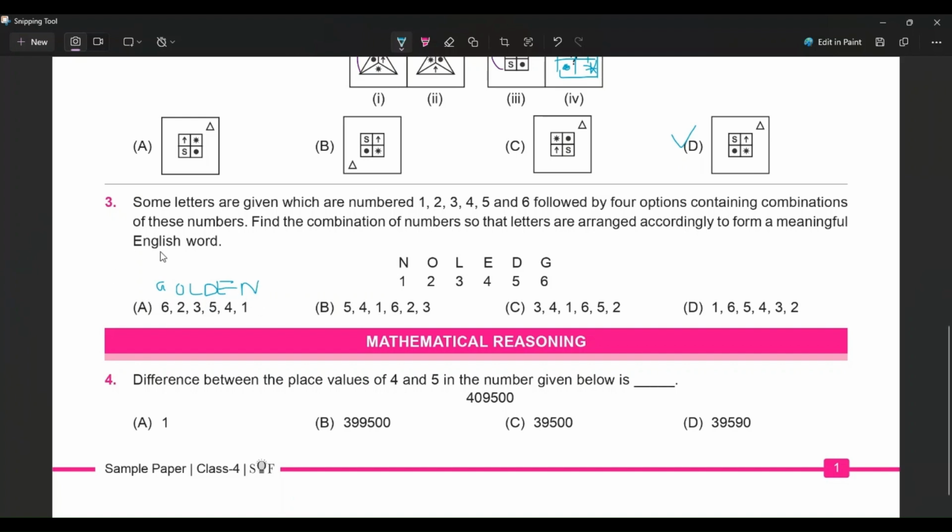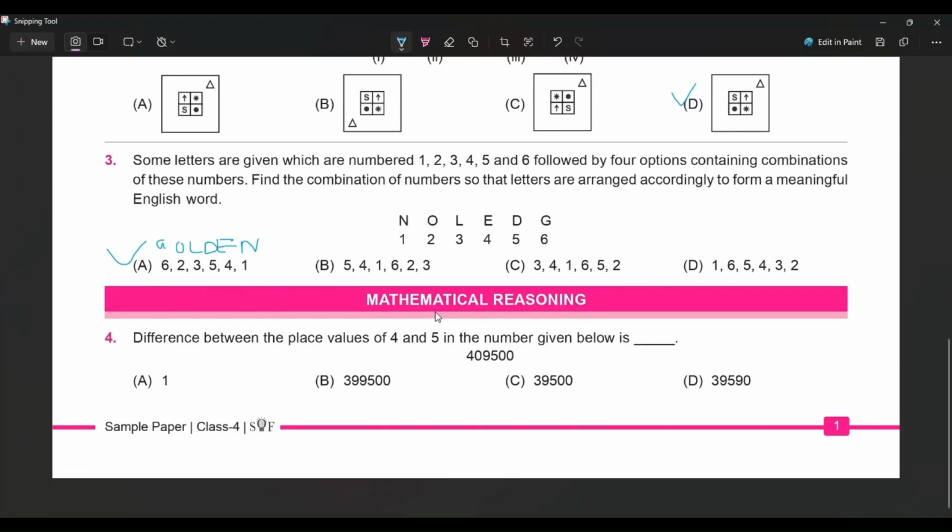So what word is it? Golden. Is it a meaningful word? Yes, it's a meaningful word. So this is the right answer, children. If you are not getting it with the first option, you can go and check with the second option quickly so that you will be getting the answer, children. If you don't get it with B, you can check with C and D as well. You are supposed to do it quickly.